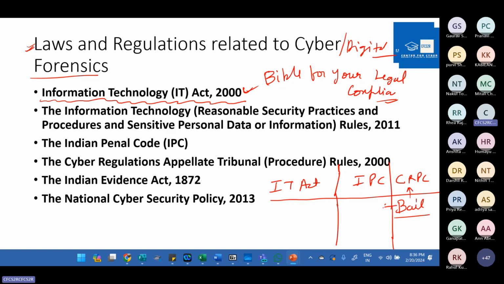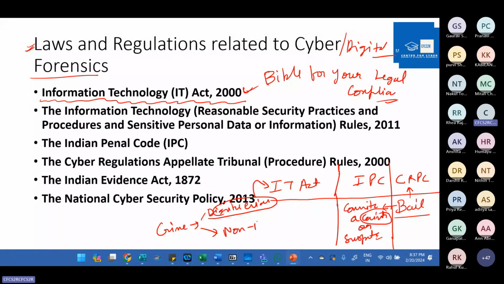Why does bail happen? Because some person has committed a crime, or is suspected. Bail is granted because there is a suspicion whether the crime has happened or not by this person. Now you understand crime. If the crime is related to digital evidence, it is covered under the IT Act. And if it is a non-digital evidence crime, or any type other than IT, it is covered under the IPC.